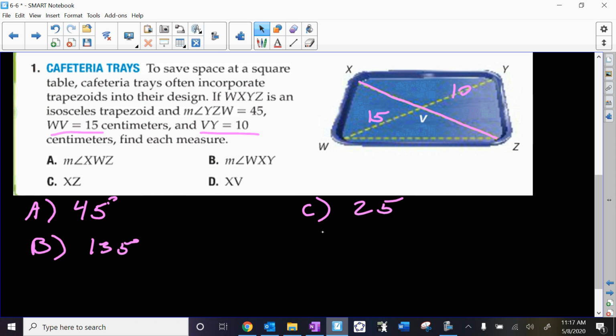And then for the last one, letter D, it wants just XV. XV is going to be equal to the one here at the top, which was 10. So letter D is also going to be 10.